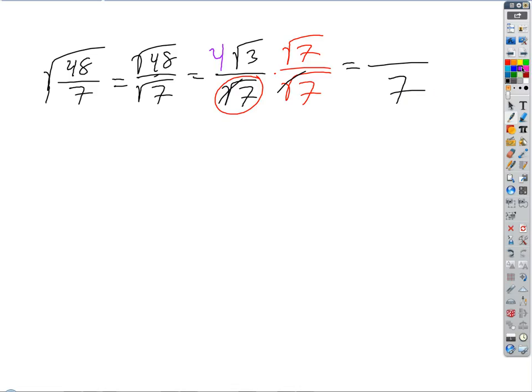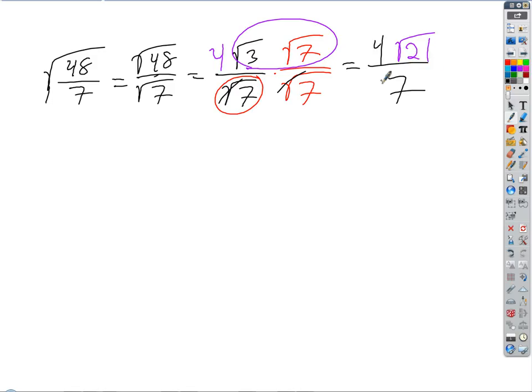Now, how many things are being multiplied on the top? Three. I've got a 4 times the square root of 3 times the square root of 7. Casey, which two do you think I should multiply together? The 7 and the 3. I'm going to multiply the square roots. So the square root of 3 times the square root of 7 is going to give me what? Square root of 21. And then out front, I'm going to have that 4.